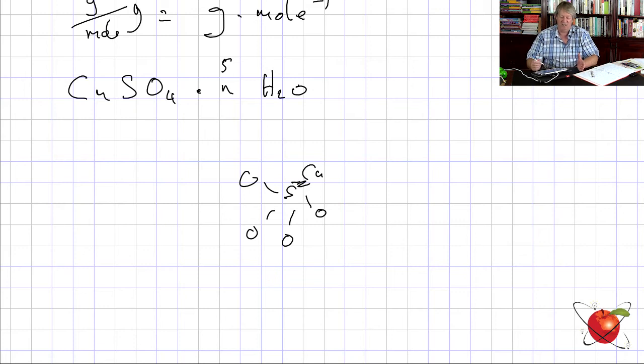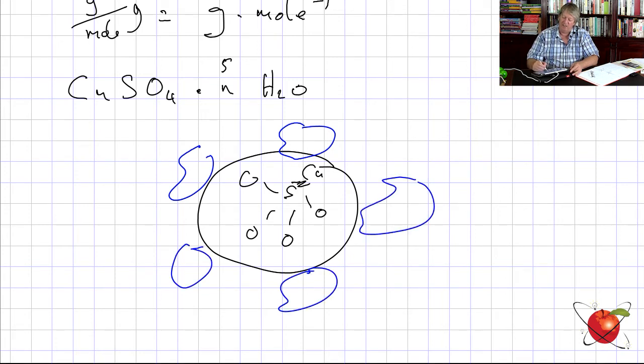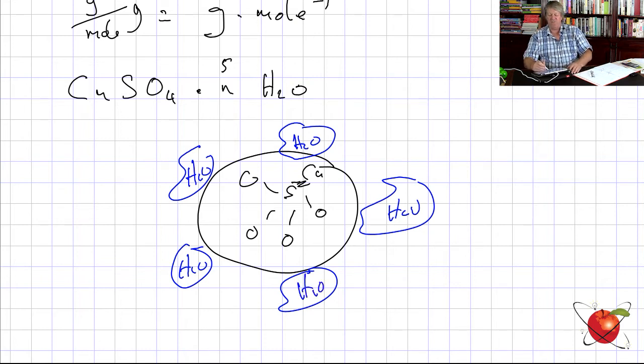It's not critical, but that molecule there has got stuff stuck all around it. Whoops, not green, blue. It's got 1, 2, 3, 4, 5 H2Os. It's got 5 H2Os that are just stuck to the surface. They're not bonded internally to that. They're just stuck on the surface. So that water is water of crystallization.